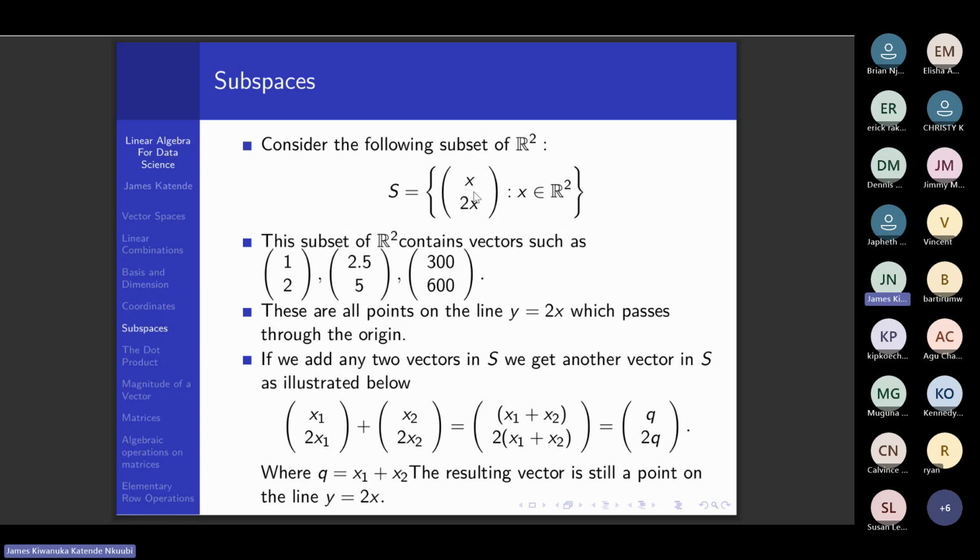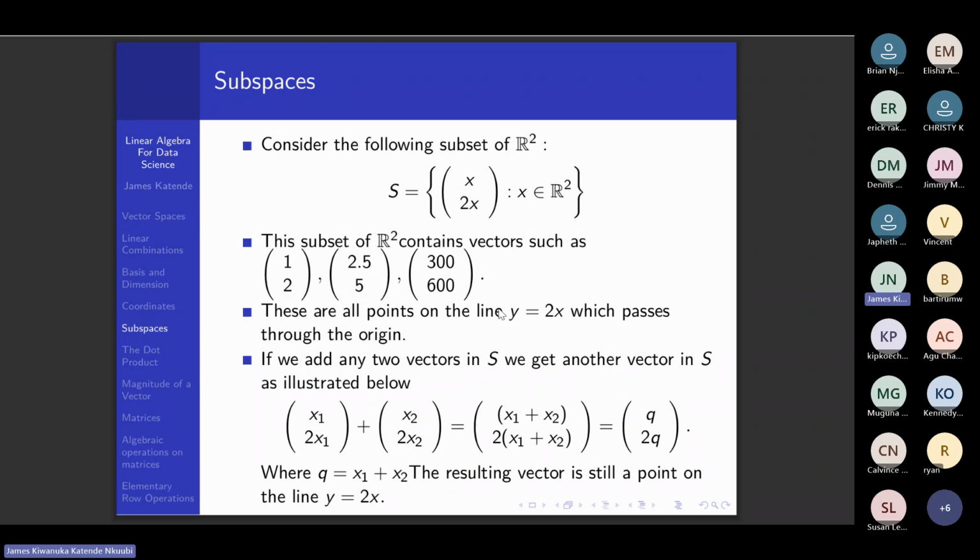So we look at a second example. We look at the subset of R2, which is defined as follows. You have vectors of this form. The first slot will just have some real number, and the second slot would be twice the real number in the first slot. So any vector of this form is what you're looking at. Again, this is a subset of R2. We list some examples of vectors here, which are in S.